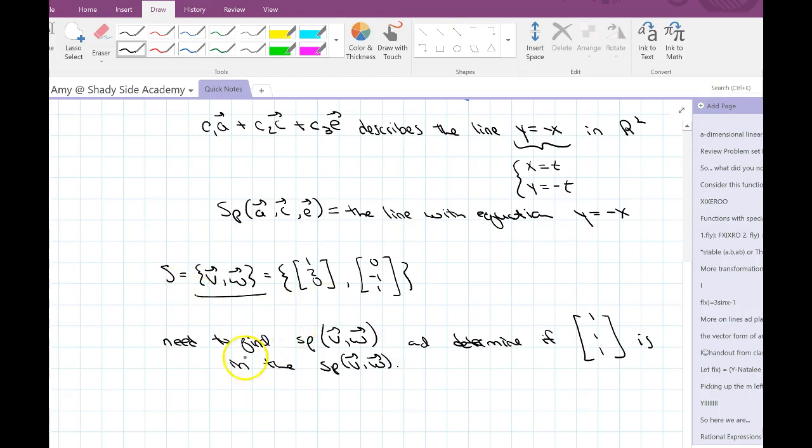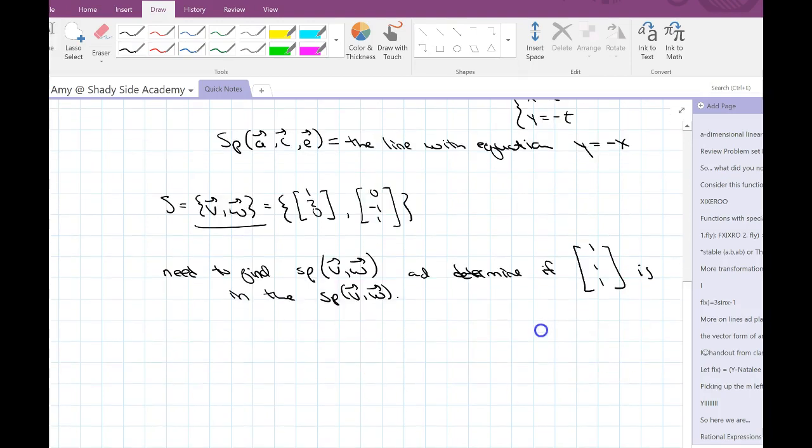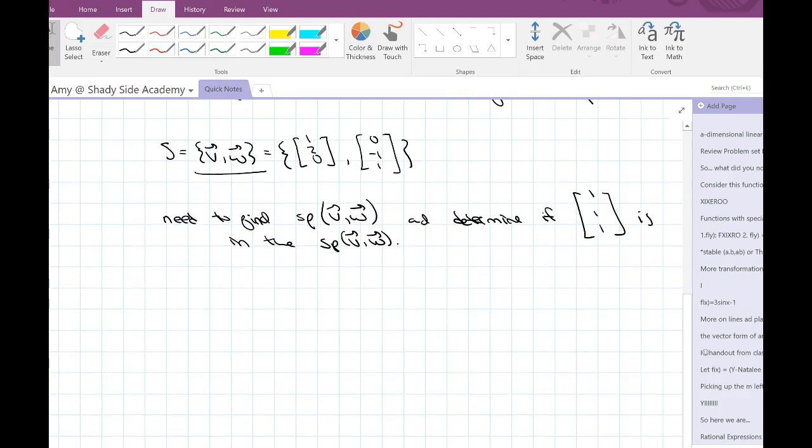If you're given a set and you're asked to find the span and then determine if a vector is in the span, what are you essentially doing? What particular linear combination output of V and W do you want to get? In other words, if I want 1, 1, 1 to be in the span of V and W, that means I need to account for all possible linear combinations of V and W and ask myself, within all of those linear combinations of V and W, is 1, 1, 1 one of those linear combinations?